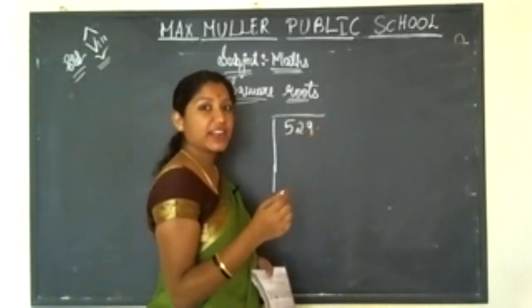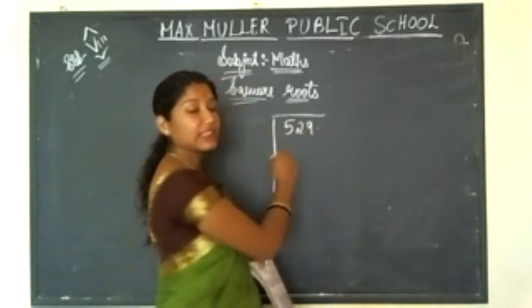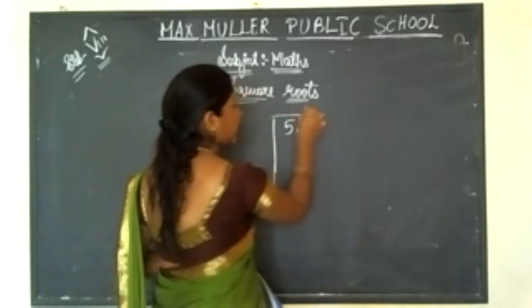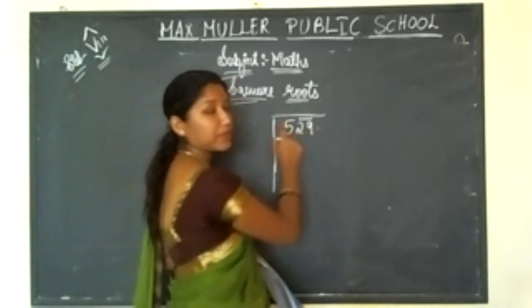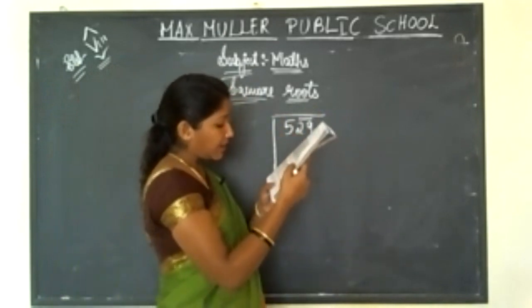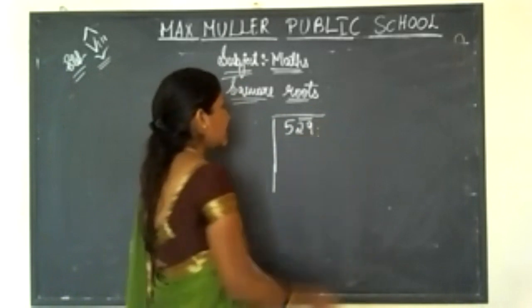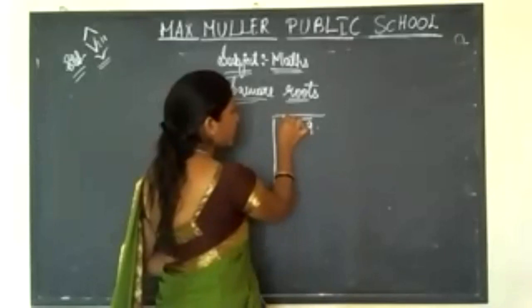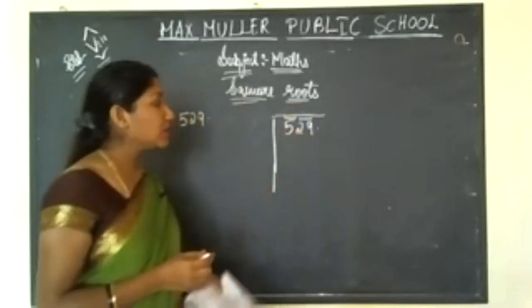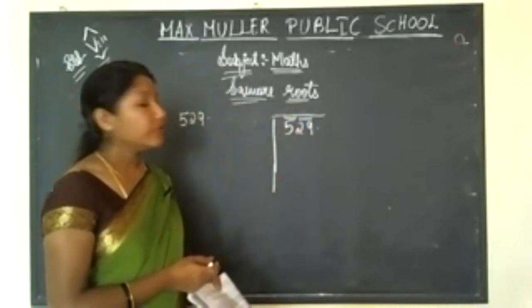units, tens, hundreds, like that, thousands. You have to group the number by 2. So first, the last two numbers you are pairing. Then here there is a single number. There is no other number. So let it be. You have to put a bar for that.